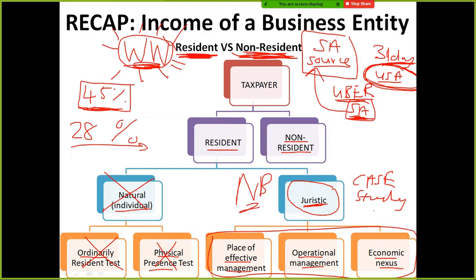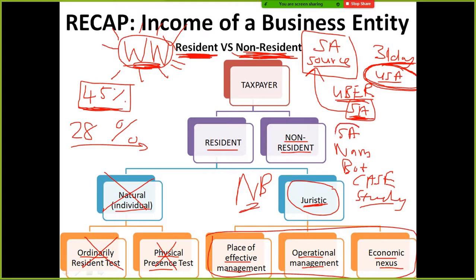Just a question. What is the last one, economic nexus? Good question. Economic nexus means where do you derive most of your profit or your income? So let's say you might have a company operating in South Africa, Namibia, and Botswana, maybe even Zimbabwe, our neighboring countries, and then Swaziland and Lesotho. Those are other countries that are part of our neighbors.